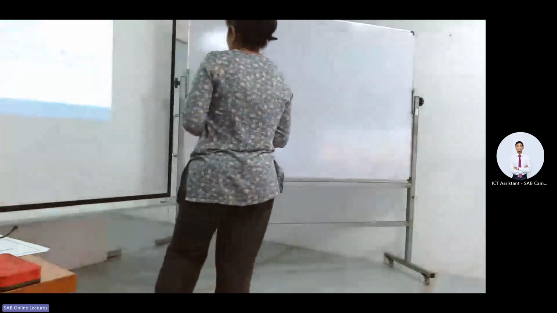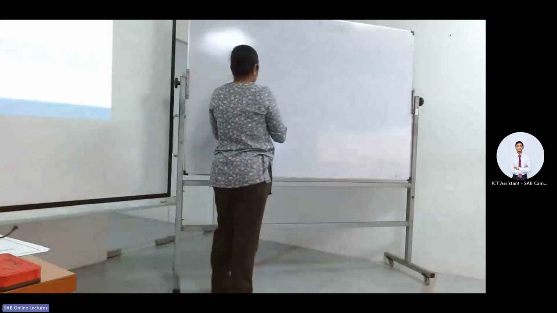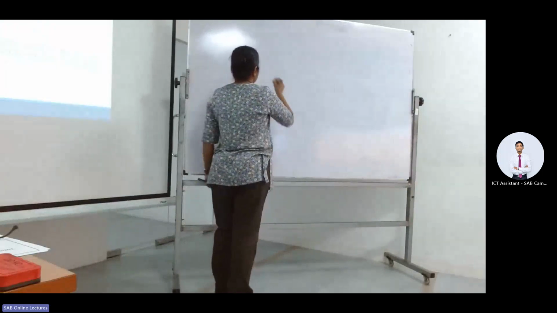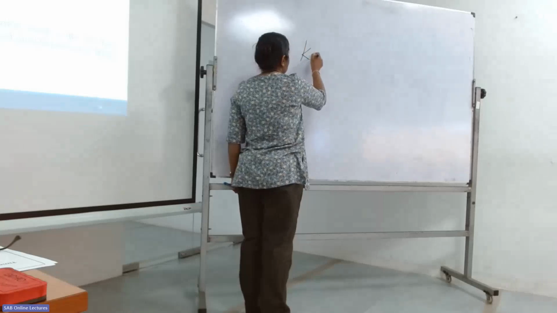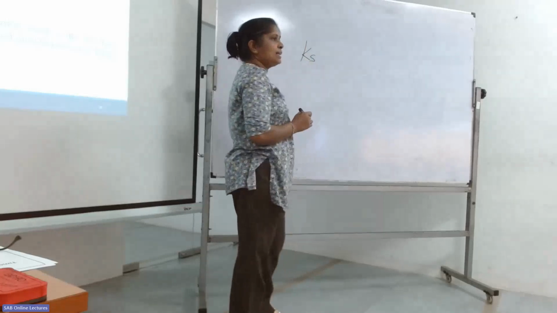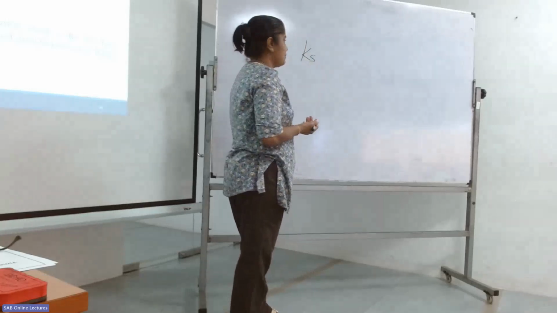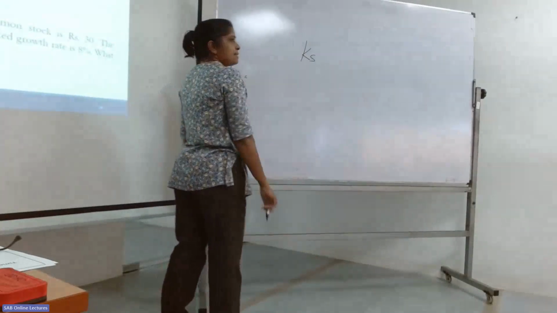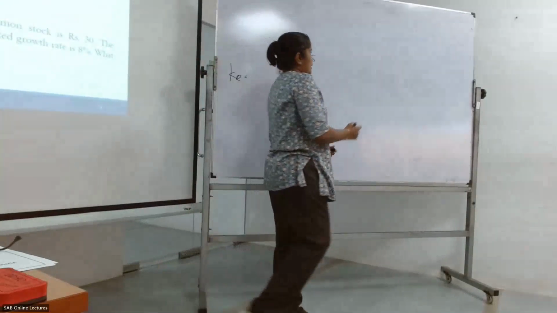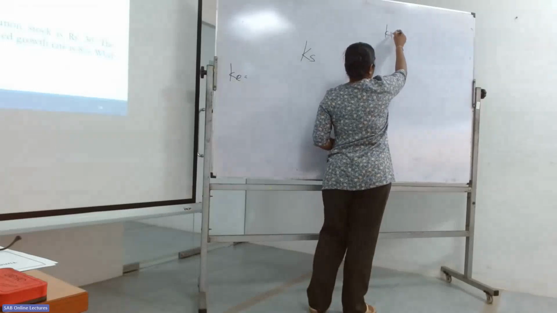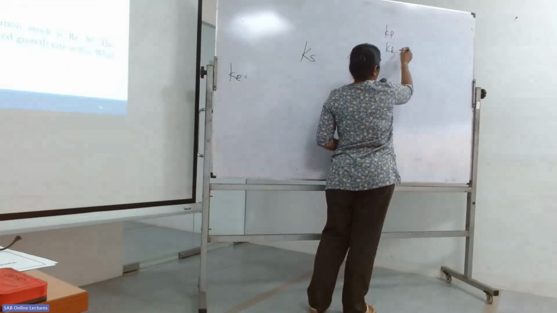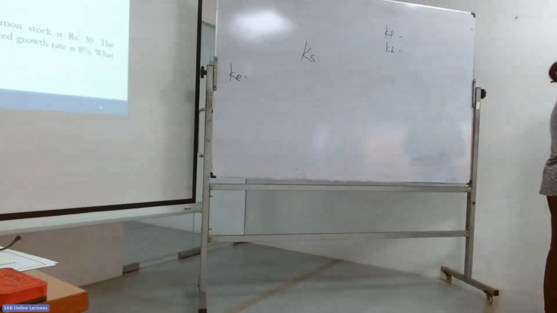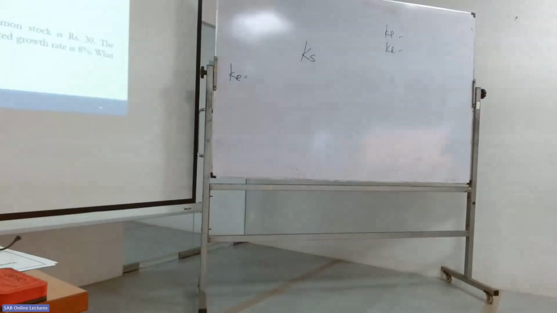Normally we are using Ks, right? Don't worry about those symbols because they change with the textbooks. So normally we use Ks to indicate the cost of internal equity, Ke to indicate the cost of external equity, Kp for the cost of preference shares, Kd for the cost of debt, D for the debt capital, and E for the preferred stock capital.